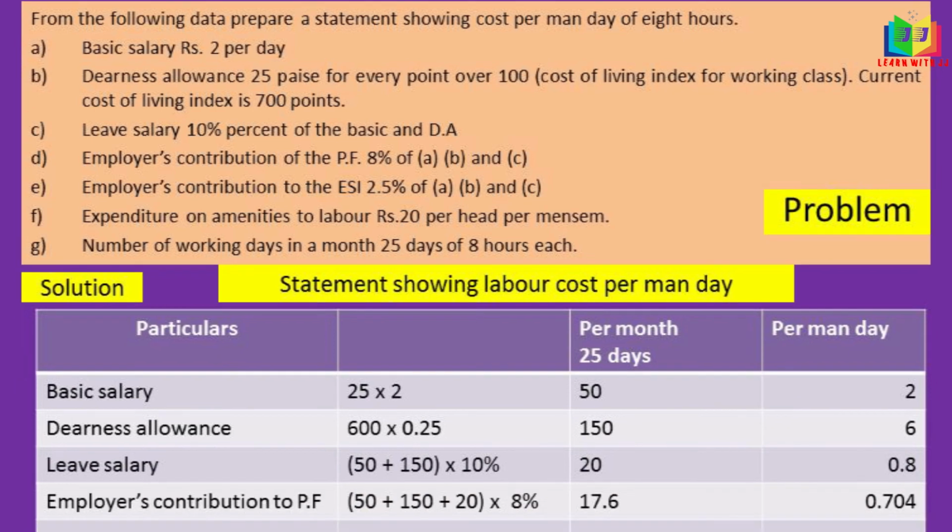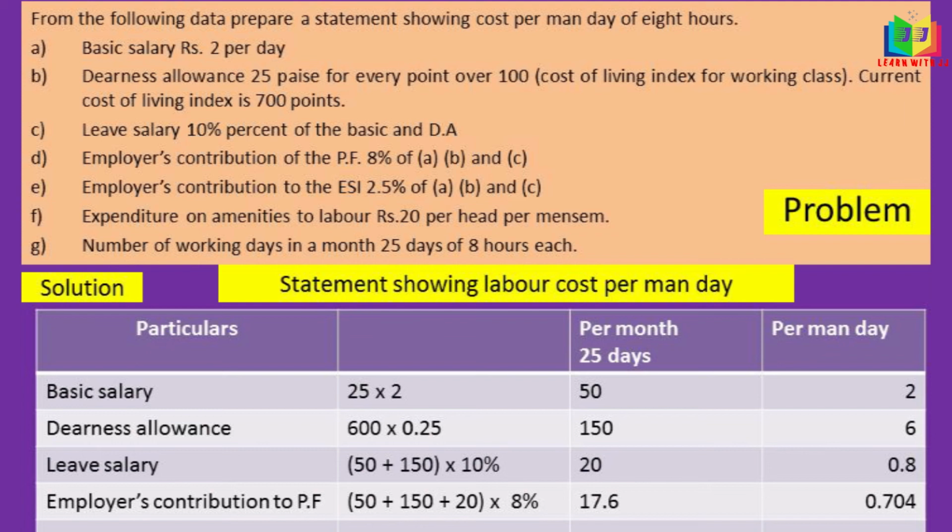And next, employer contribution. Here employer contribution is given, so we can take that. If employee contribution is given, we should not consider that. We have to take only the employer contribution to PF, and the employer contribution to ESI. We should not consider employee's contribution in this problem, that is for calculating this labor cost per man day.